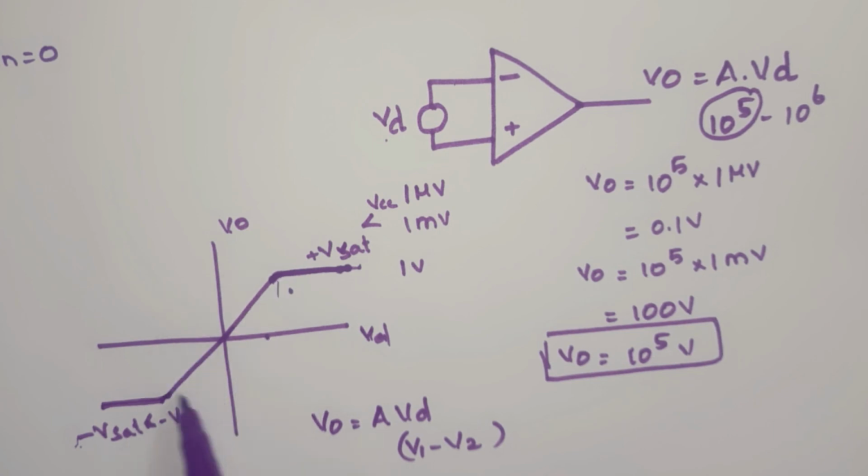So this limits the application of your operational amplifier, and some of the applications are it can be used as a comparator. If you want to compare two input voltages, then you can use this operational amplifier, and it can also be used to detect the zero crossing.